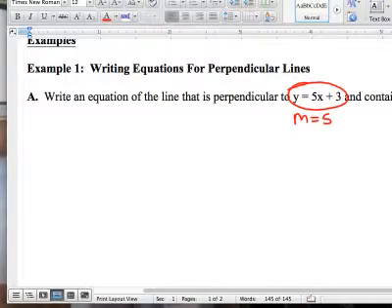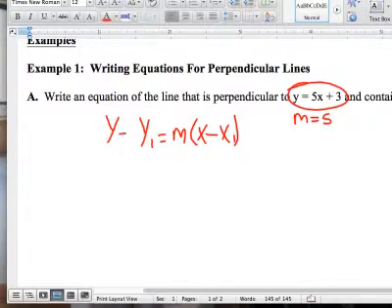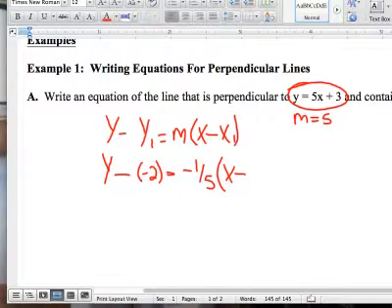So we actually want to use this slope with this point. This is our x1 and our y1. We have a point and a slope that we plug into point slope form. Point slope form again is y minus y1 equals m parentheses x minus x1. So we plug in our m, our x1, and our y1 into the equation. So we get y minus y1. y1 is what? -2. Equals m, which is -1/5. And then x minus 0.